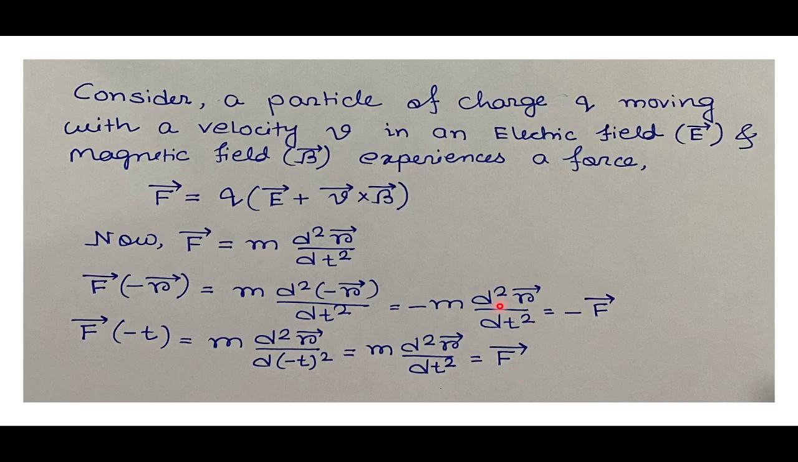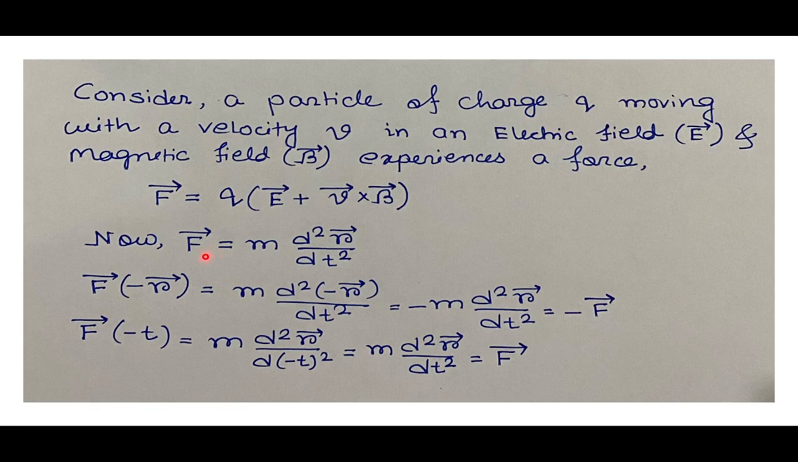Okay. Now I will explain. It can be explained many more ways, but I feel it is convenient to explain using the Lorentz force equation. Consider a particle of charge q moving with a velocity v in an electric field E and magnetic field B. It experiences a force, that is the Lorentz force, given by q times (E plus v cross B).